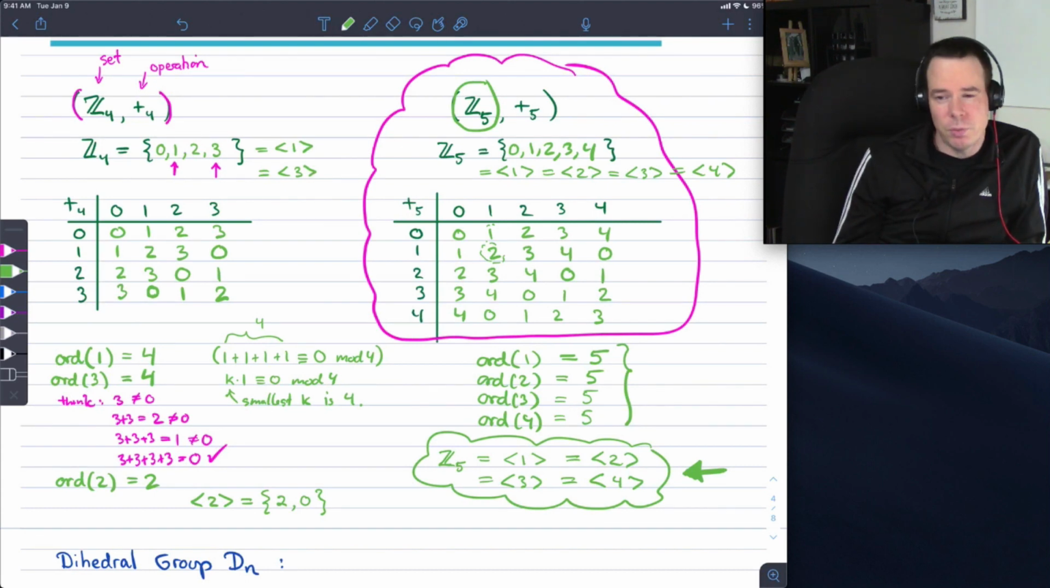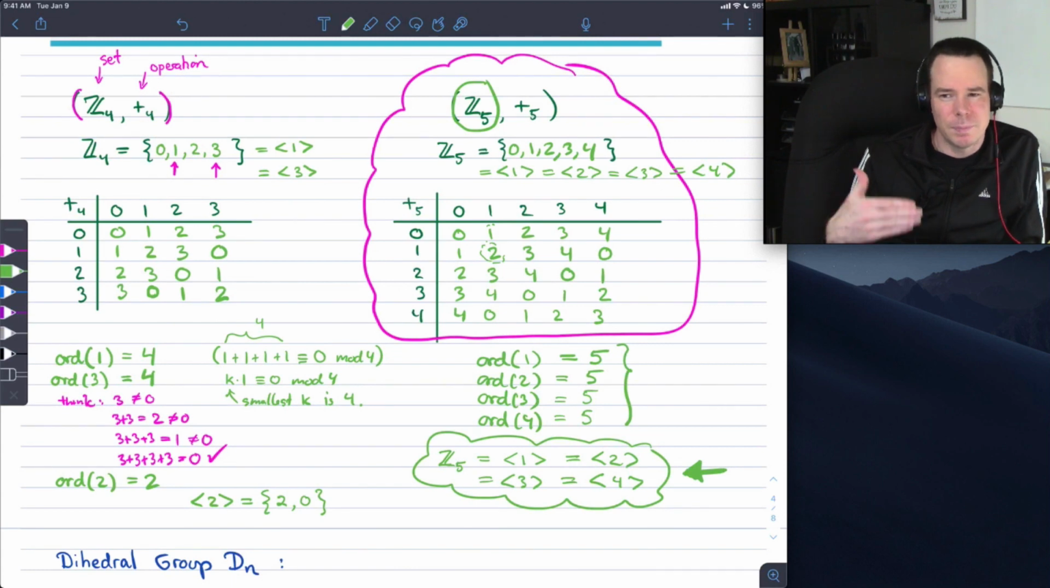It's not generated by 2, because 2 does not have order 4. 2 only has order 2. 2 plus 2, or twice 2, is 0. 2 has order 2 because it's already partially killed. You can think of it as just double 1, and it took 4 to kill 1. So if you double it, you've already sort of pushed it closer to the identity. So you just have to double it again to kill it off completely.